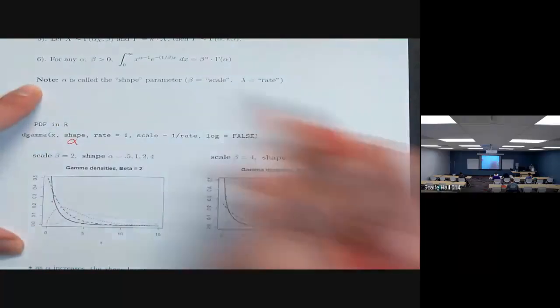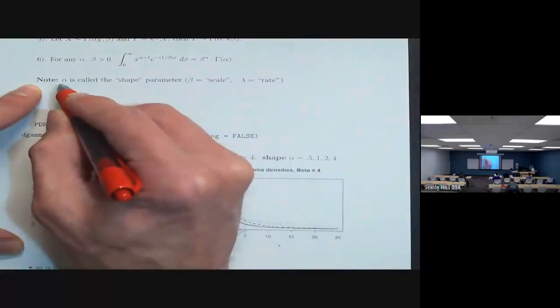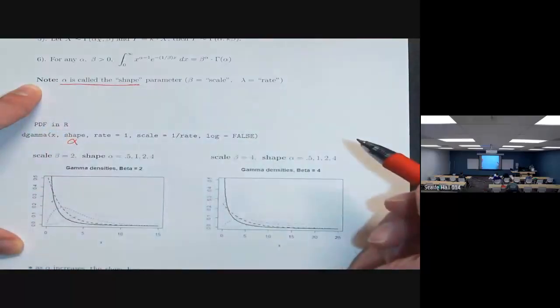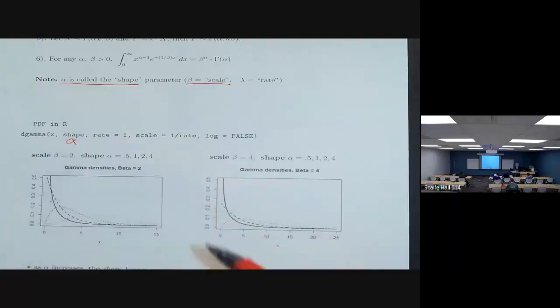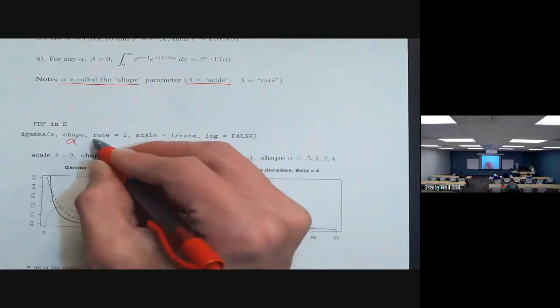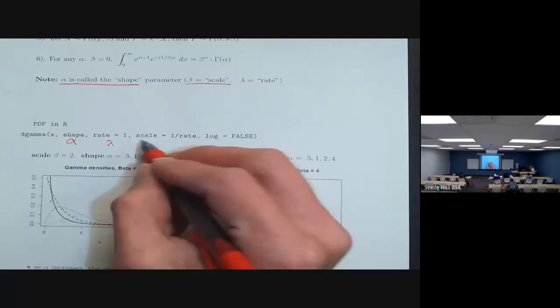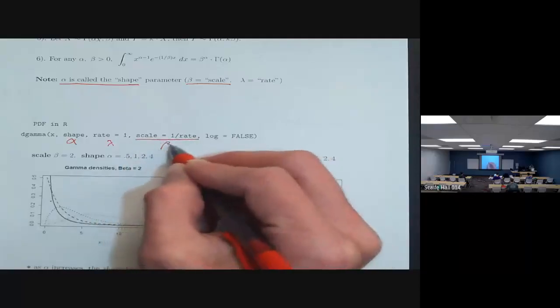Let me go back up here, my little notes. I'm sorry, we didn't talk about alpha yet. Right here, alpha is called the shape parameter, and we know beta is called the scale from the previous page. So sorry, shape is alpha. So in R, it says shape, and you put in the alpha number. You can see rate would be lambda, or scale would be the beta.